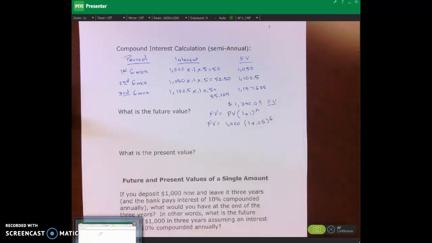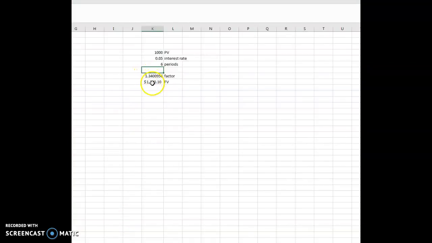When I do it in Microsoft Excel, I have 1,340.1. It's just off by a little bit due to rounding. But see, I have my 1,000, and then my interest rate is 0.05, 6 periods. Here's my factor, and then I multiply the 1,000 times my factor, and then I get my answer right there.